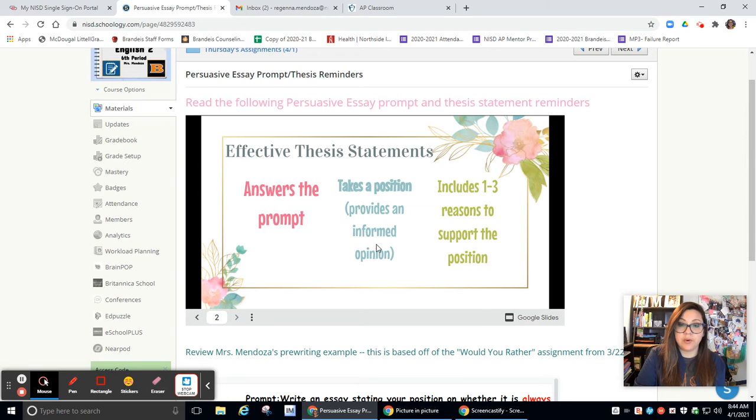And the fact that it's an informed opinion means you need to go through that pre-writing process. That is what informs your opinion. And then from that pre-writing process, you need to generate at least 1 to 3 reasons that prove it, right? Why would you say it doesn't always? How do I know? What are those reasons?